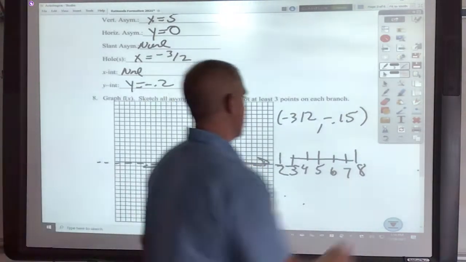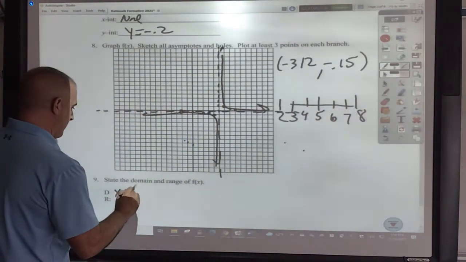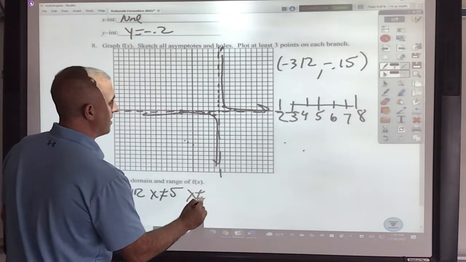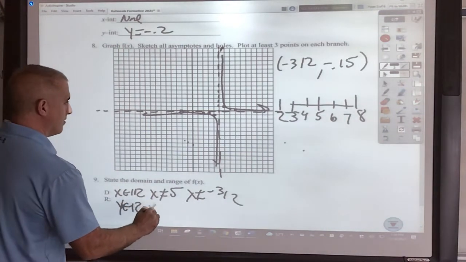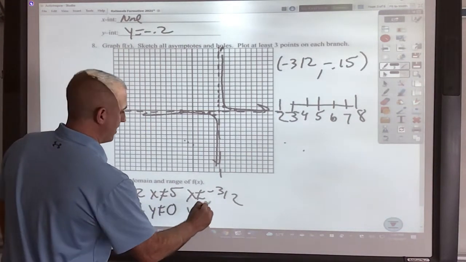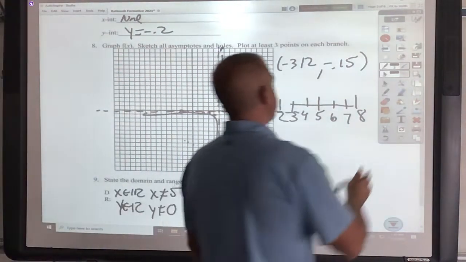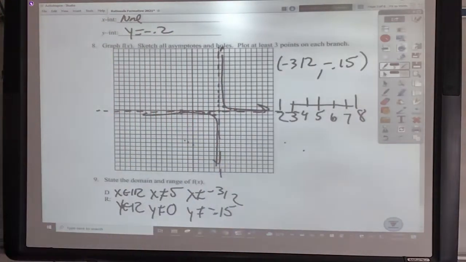Okay. So the domain, x is an element of all real numbers. X can't be 5. X can't be my -3/2. Y is an element of all real numbers. Y can't be 0. Y also can't be -0.15. Okay? Moving on to the next question.